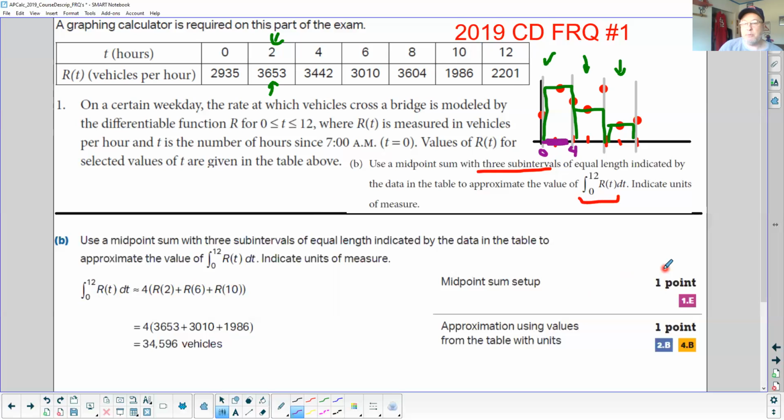So the midpoint sum setup, the first point, is either this part right here, or if you kind of skipped that and went right to numbers, they're okay with that. Since it is a calculator problem, it's probably a good idea to just plug this into your calculator and get 34,596, but they will take unsimplified versions. So actually, if you just put this here in your first step right there, they'll probably give you both points pretty easy. Midpoint sum.